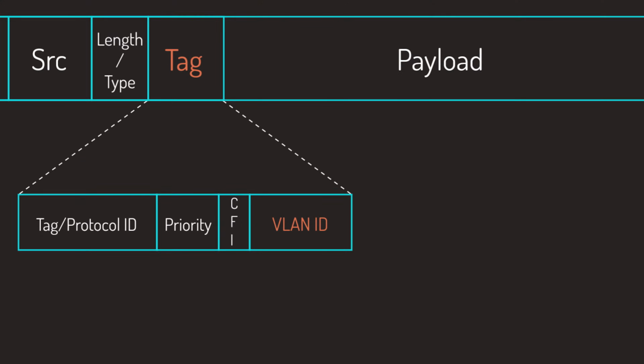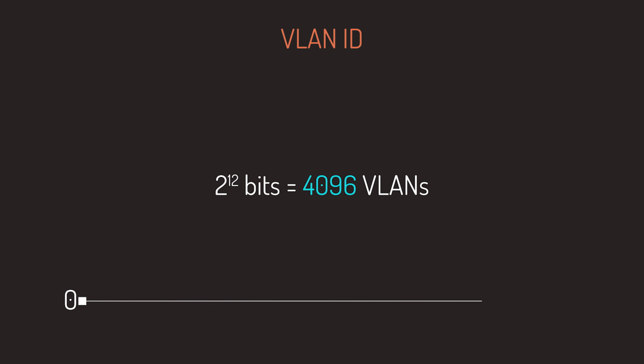Since the VLAN ID is 12 bits, we can have up to 4096 VLANs. That's from 0 up to 4095. So I know the maximum is 4095, but we talked about 4096 VLANs, right? Remember, 0 is also counted. Talking about 0 and 4095, these two are reserved, right? You can't configure VLAN 0 or VLAN 4095.